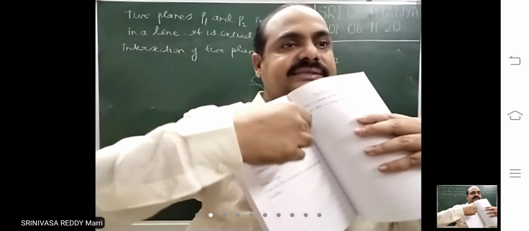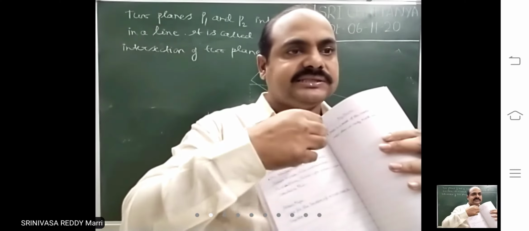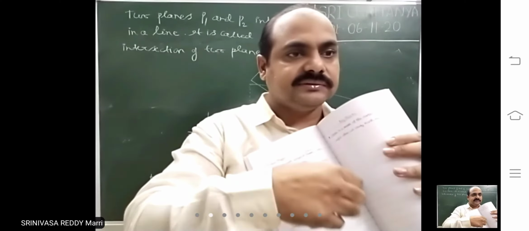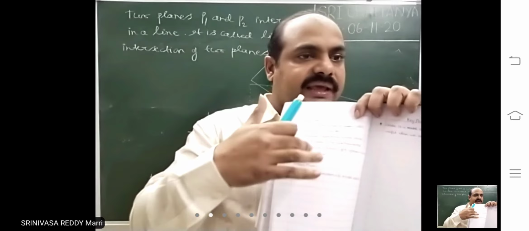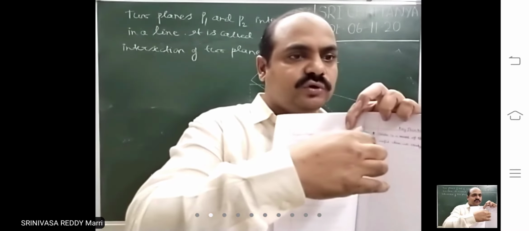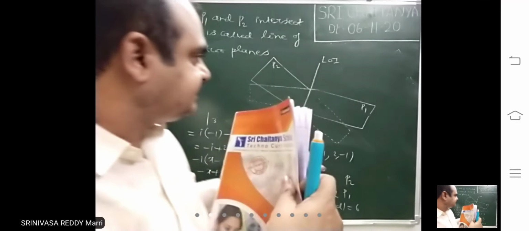There will be infinite points on that line. If these two planes intersect, they won't intersect at one point. They will intersect in a line like this. These are all points of intersection, and in between is the line that is called the line of intersection. You consider this as one plane, this as another plane. If they intersect, they will intersect in a line.